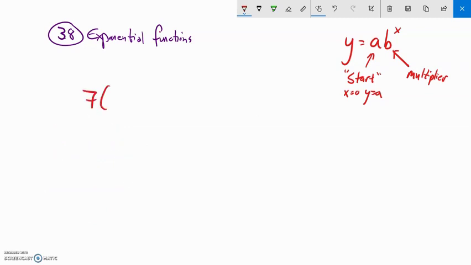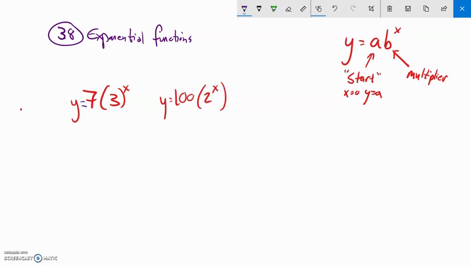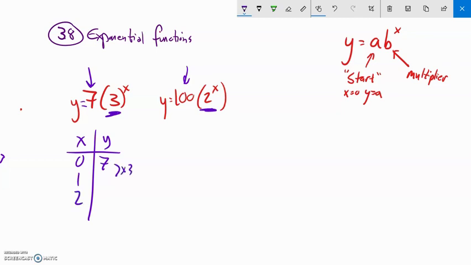And let's write a couple of exponential rules. So if I look at these two rules, and I want to compare them to each other, I'd see a couple things. There's my start for the first rule. There's my start for the second rule. There's my multiplier for the first rule. There's my multiplier for the second rule. So I can say a couple things about these. If I just make a table, I know that for this one, it started at 7, and then every time x goes up by one, this would be times three. So the next thing would be 21, and so on.